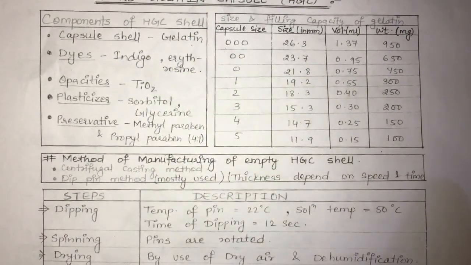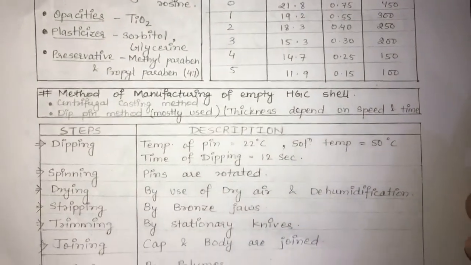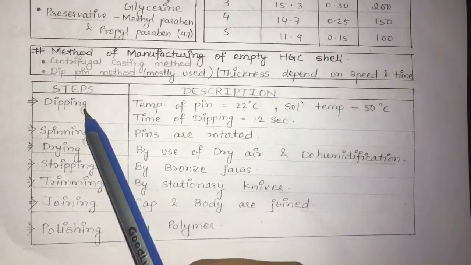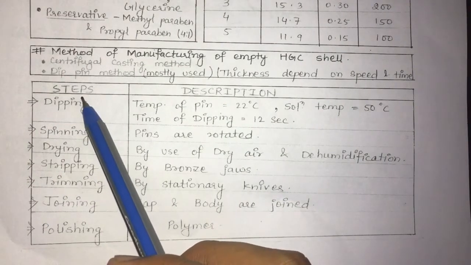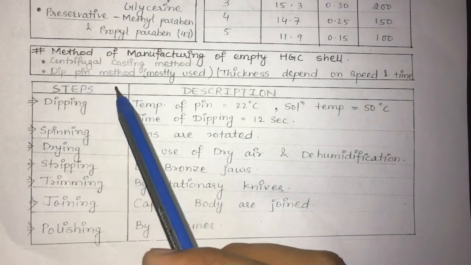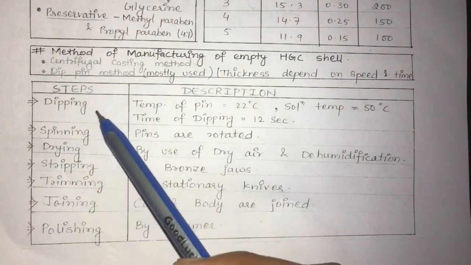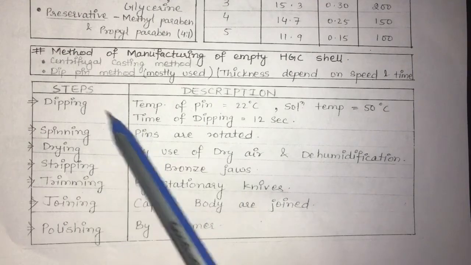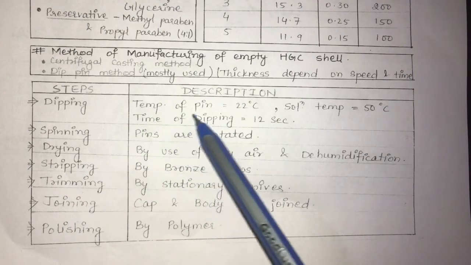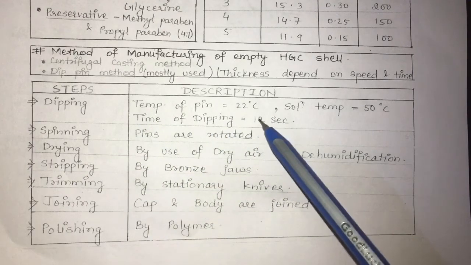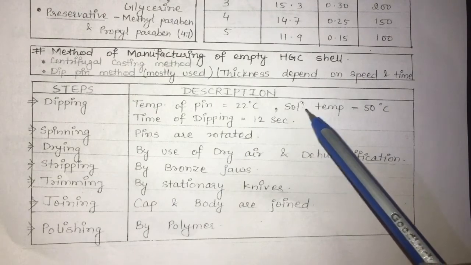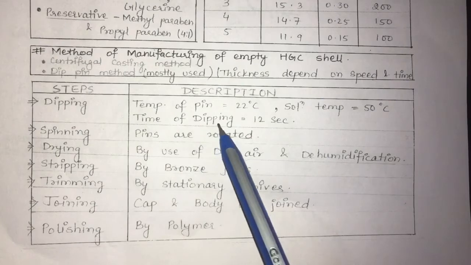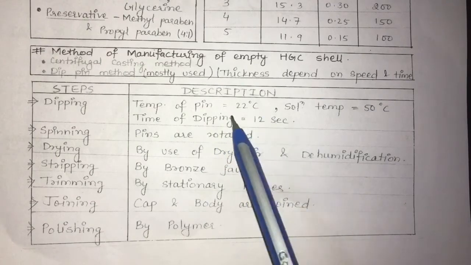The method of manufacturing of empty capsule shells. Steps: dipping, spinning, drying, stripping, trimming, joining and polishing. Dipping temperature is 22 degrees, solution temperature is equal to 50 degrees Celsius, and time of dipping is 12 seconds.